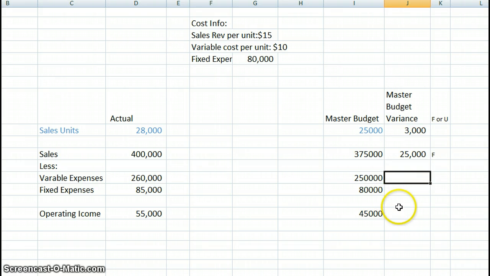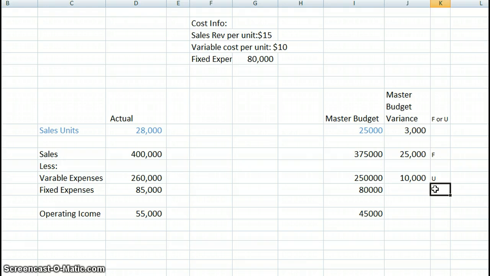Next, let's look at variable expenses. Our budget was 250, actual was 260, so our variance is 10,000. Remember, you do not put negative amounts, you just put the number, and your negative is taken into account by saying whether it's a favorable or an unfavorable variance. In this particular case, we came in over what we expected, and this is an expense, so it is an unfavorable variance.